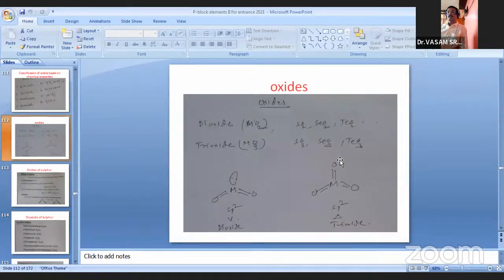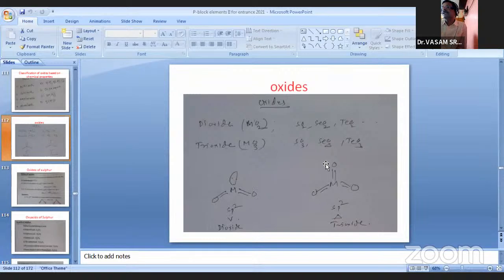Okay. The dioxide structure, you see, this is the structure, with the central atom. The central atom has 1 lone pair, 2 sigma bonds, and 2 pi bonds. So the hybridization is 2 sigma plus 1 lone pair, 3. 3 means sp2 hybridization, and the geometry is V shape.